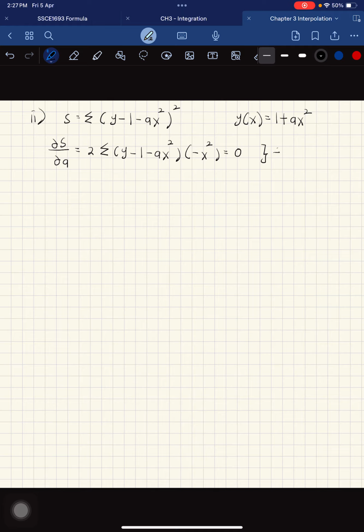We divide this equation by 2, so this can be cancelled out, and then we get summation negative xy squared plus summation x squared plus summation a x power of 4 equal to 0. And then a summation x4 equal to summation xy squared minus summation x squared.